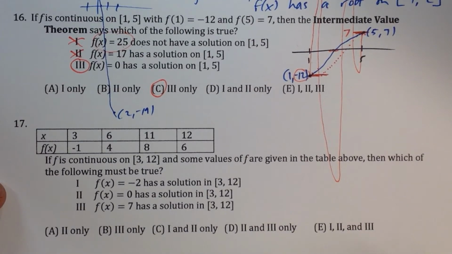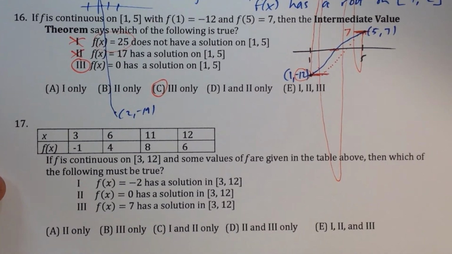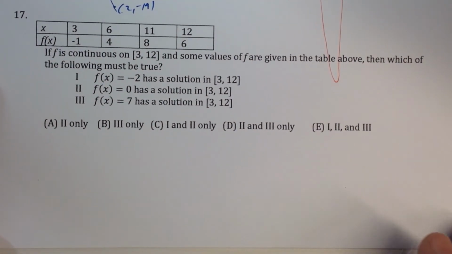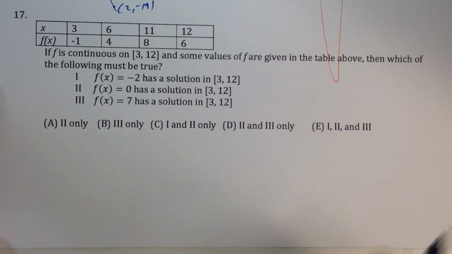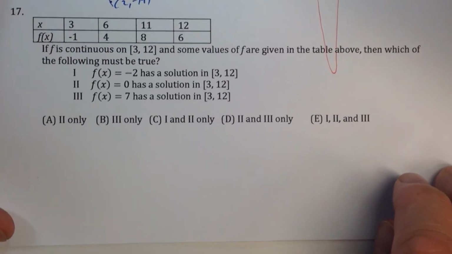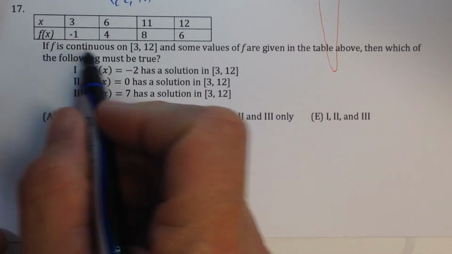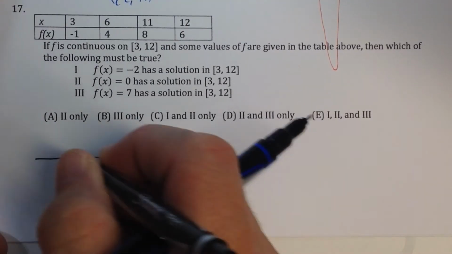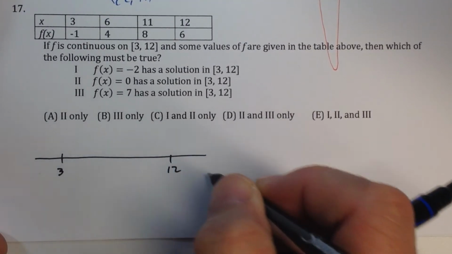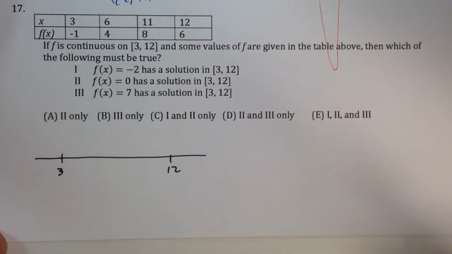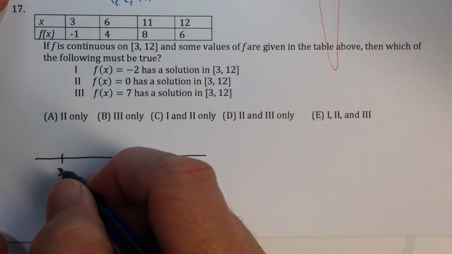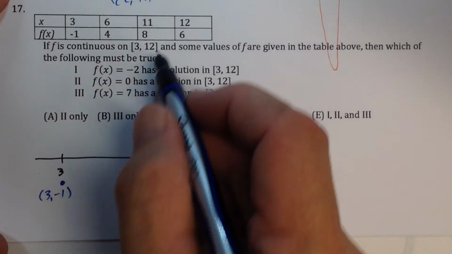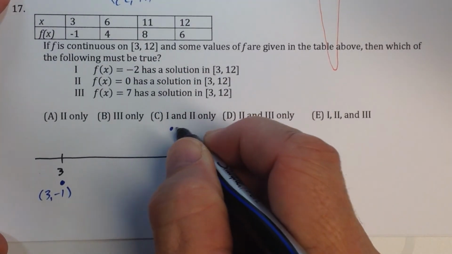Now, let me go ahead and get started here with number 17. I would urge you to try to do these on your own before you watch the video. F is continuous from 3 to 12, and I always like to draw pictures on these ones. Here's 3, here's 12. For sure, got to draw pictures. It's much easier. You know that f of x is negative 1 when x is equal to 3. So maybe draw that, and then you go all the way to 12 and you get 6 up here.